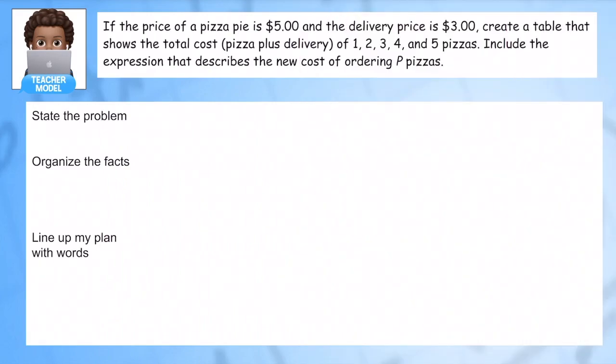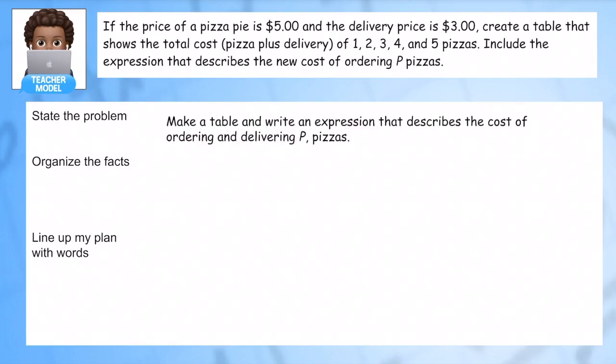If the price of pizza is $5 and the delivery price is $3, create a table that shows the total cost of the pizza plus delivery for 1, 2, 3, 4, and 5 pizzas. Include the expression that describes the new cost for ordering the pizzas. Okay, so basically, what do we want to know? They're asking us to make a table and write an expression that describes the cost of ordering the pizzas and delivering them as well. So we got to create a rule.